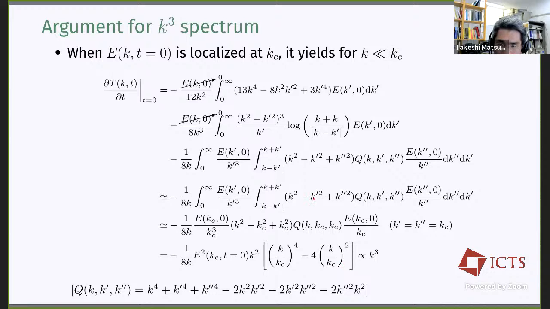Let me explain the calculation a little bit in more detail. Our initial energy spectrum is localized at some wavenumber, K center, and we would like to know the behavior for wavenumber much smaller than Kc.